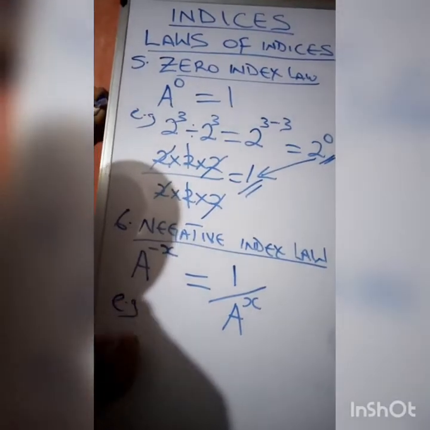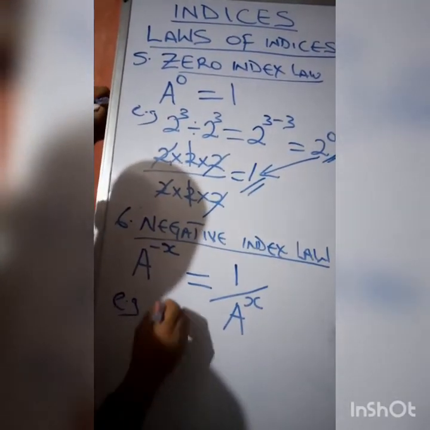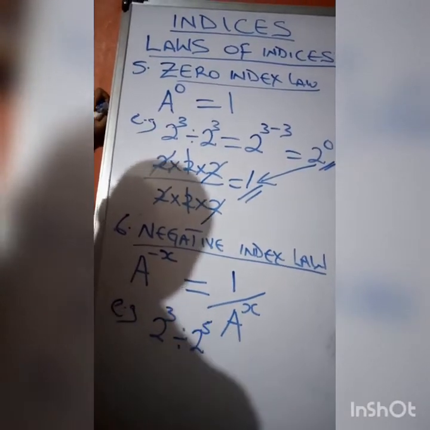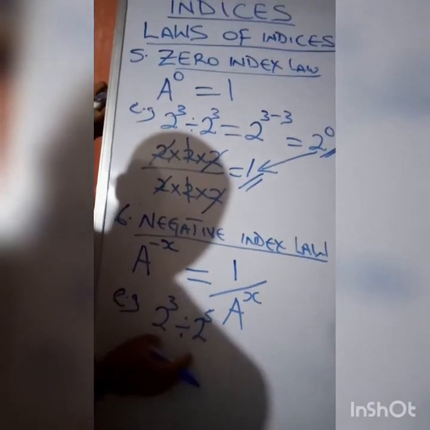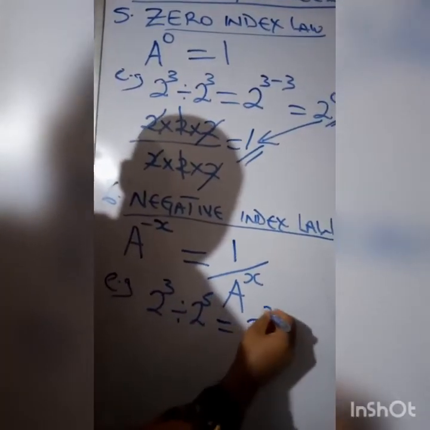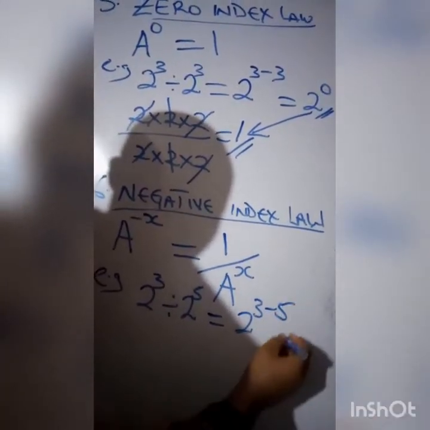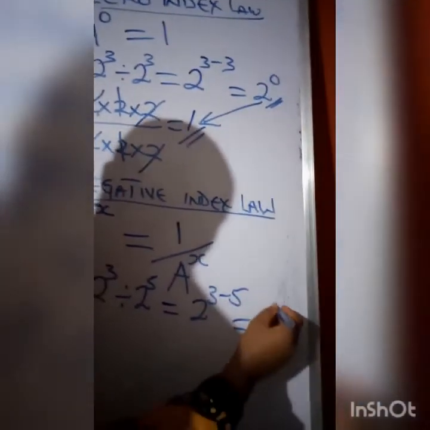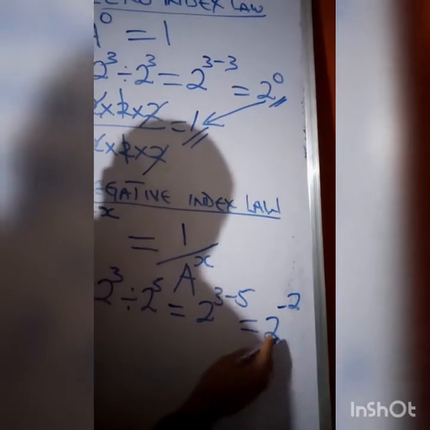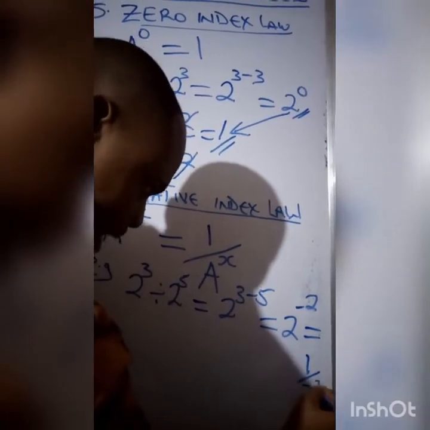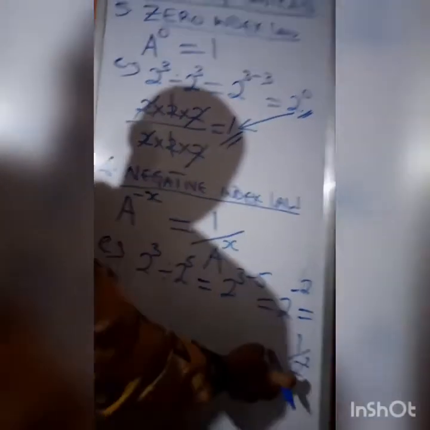If I am given 2 raised to power 3 divided by 2 raised to power 5, if I use our division rule, this should give me 2 raised to power 3 minus 5, which is -2. So by negative index, it should give me 1 all over 2 raised to power 2. So now I've shown this.